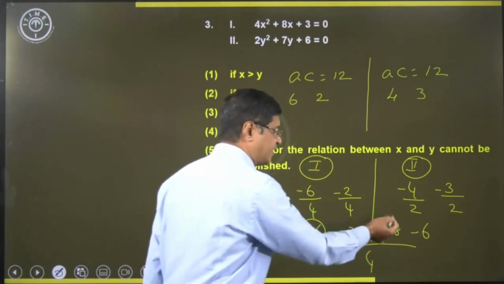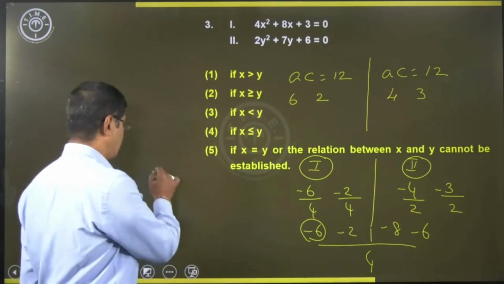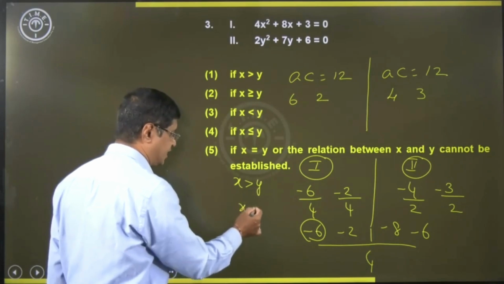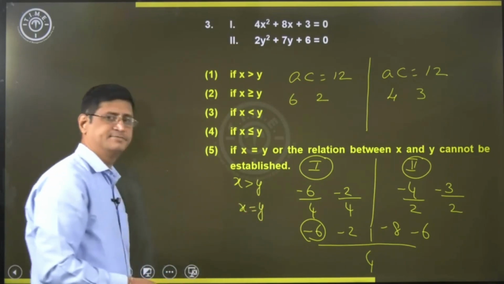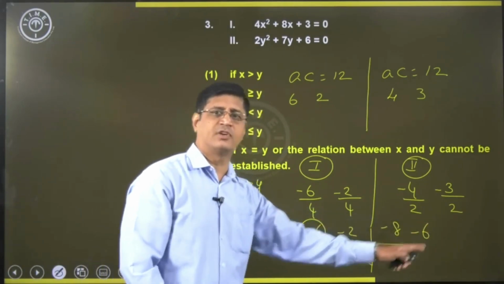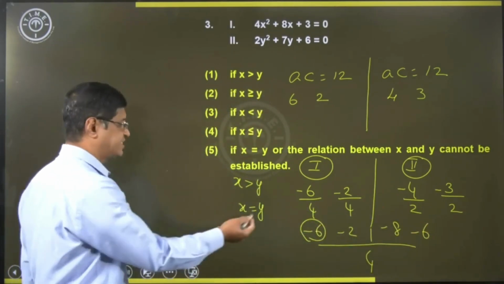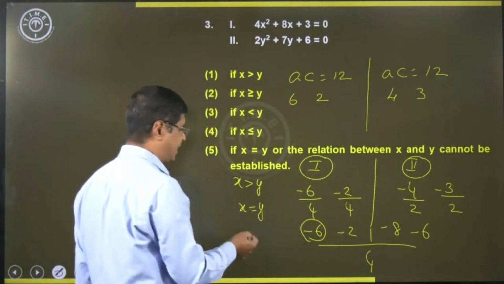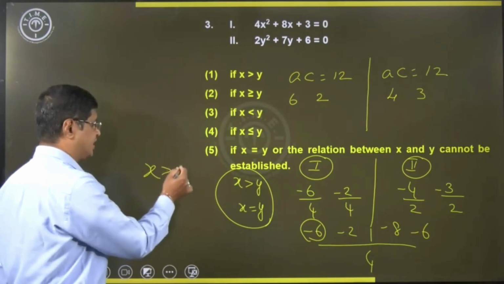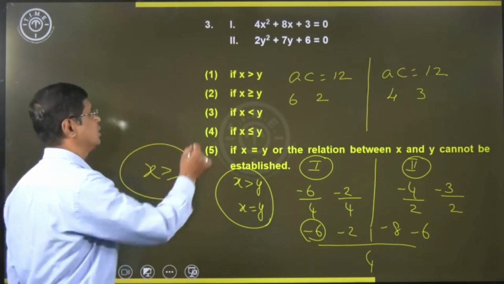Minus 6 is greater than minus 8. One time it is greater than y, other time it is equal to y. Now minus 2 is greater than minus 8 as well as minus 6. So x is greater than y and x is equal to y, means combining these two, we can write it as x greater or equal to y.